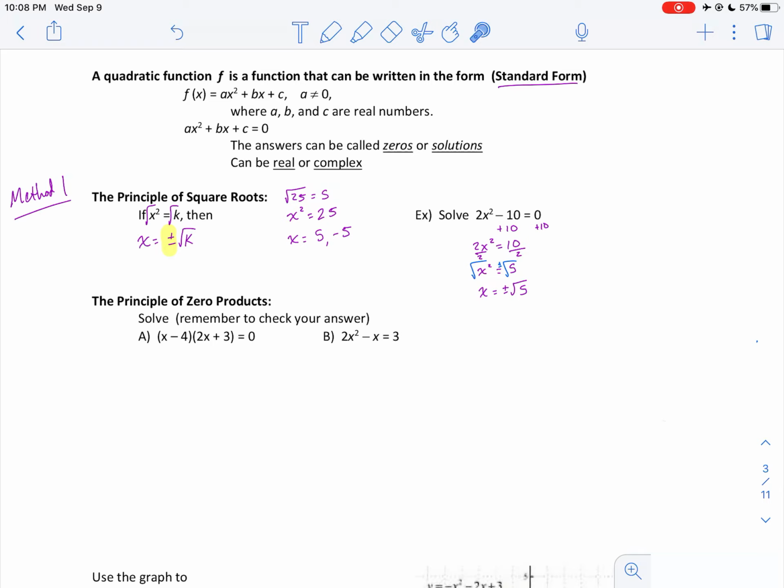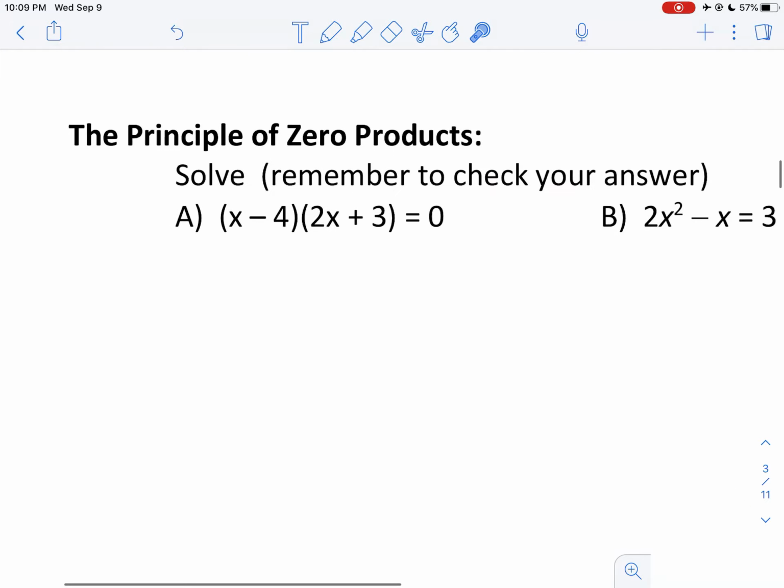Sometimes that doesn't work so well. When we have an x squared and an x term, that doesn't work so well. Here, a lot of students want to FOIL this out or distribute this out. That's fine, and that would get you to a standard form. But there's a little trick we can use here. It's called the principle of zero products.